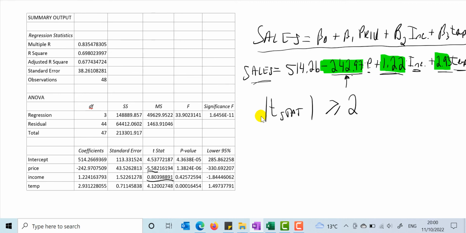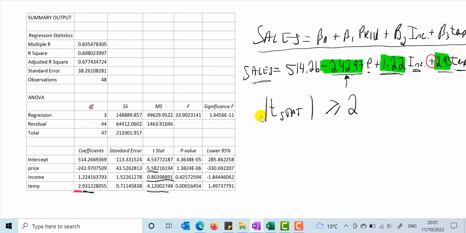Now, moving on to temperature, notice that this effect is statistically significant. 4.12 is greater than 2. That's a large t-stat. The effect is not bad, actually. It's 2.93.